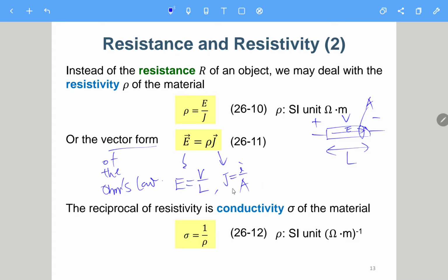So J equals I over A, and if we substitute this in, we get V over L equals rho times I over A. If we move this to the right side and group the terms, it becomes V equals I times R, where R is this one times this one over this one. So we have V equals IR. We call it the macroscopic form of Ohm's law. He also introduced another variable called the conductivity, which is just the reciprocal of the resistivity. Later on we seldom use it, so it's just an introduction.